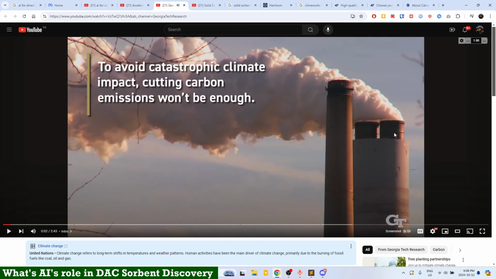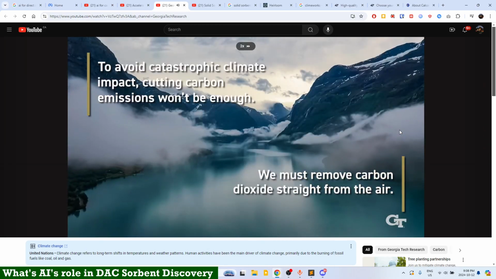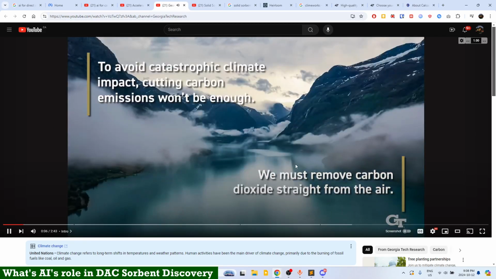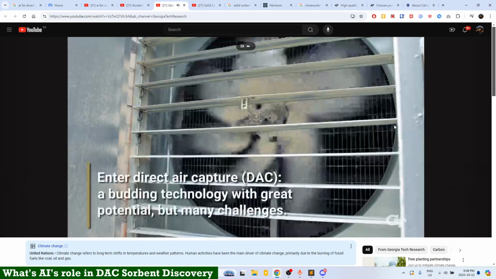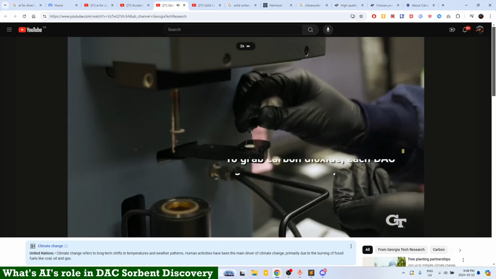Yes, cutting carbon emissions will not be enough. We must remove CO2 straight from the air, and I'd love to install. I want to be a stack installer in this fjord. Enter DAC, yeah, okay. In the area of direct air capture, we're looking for materials that can capture CO2 selectively from the air and leave the water behind.